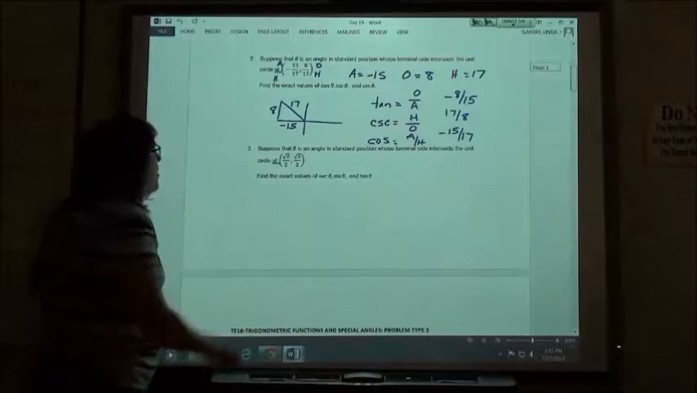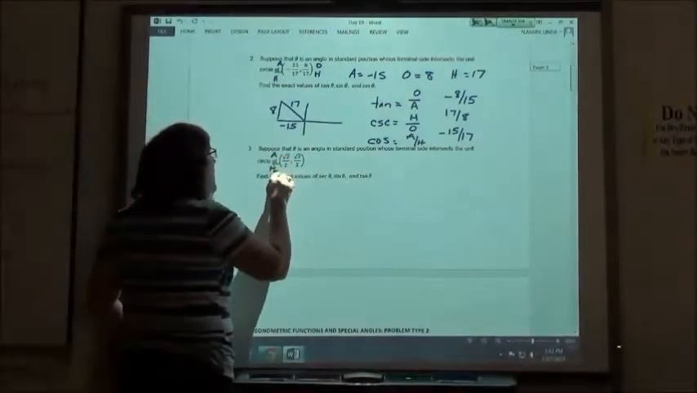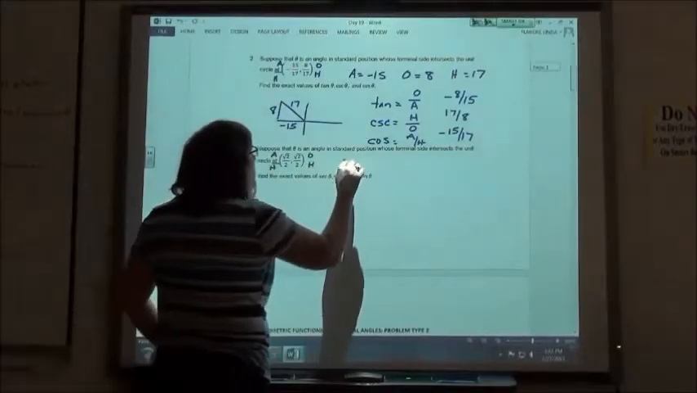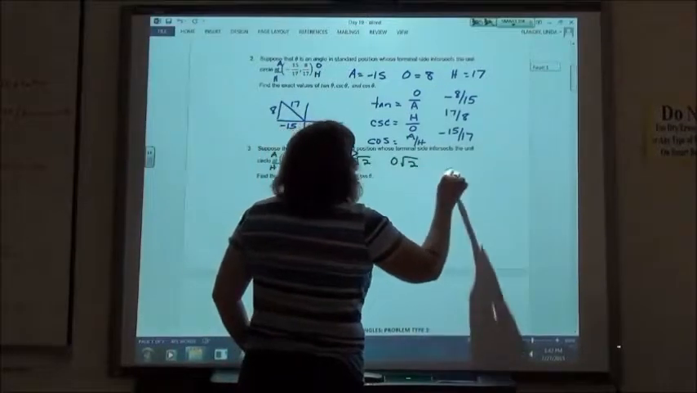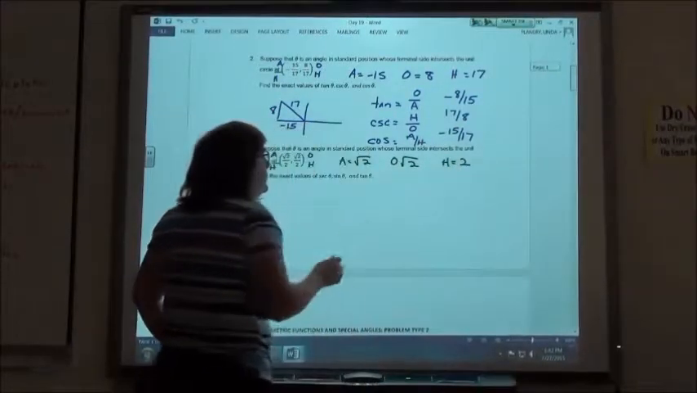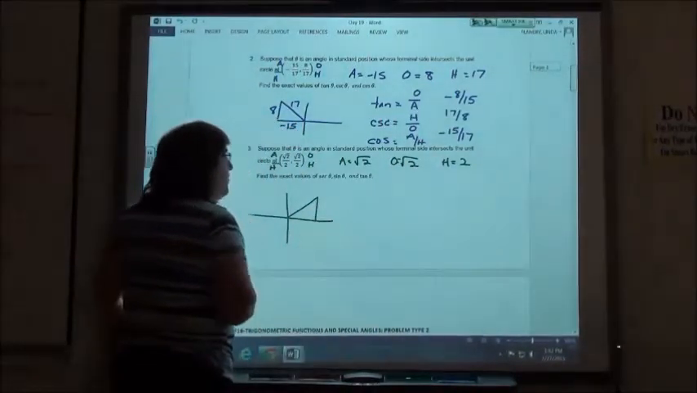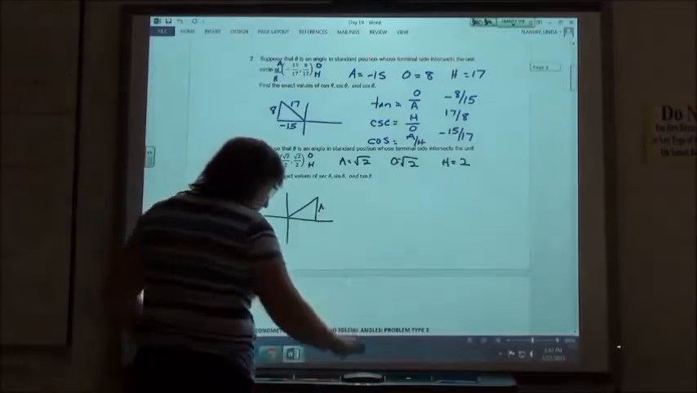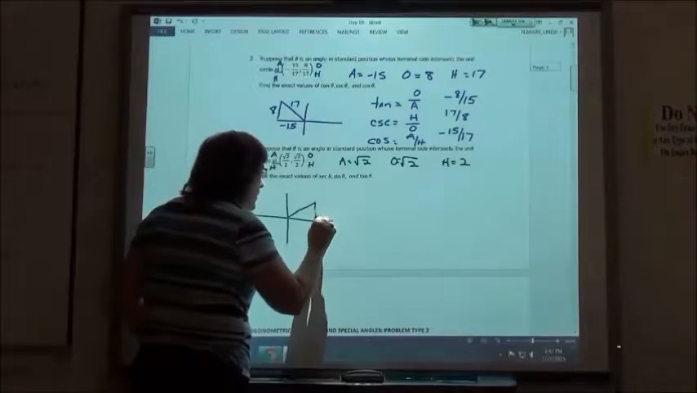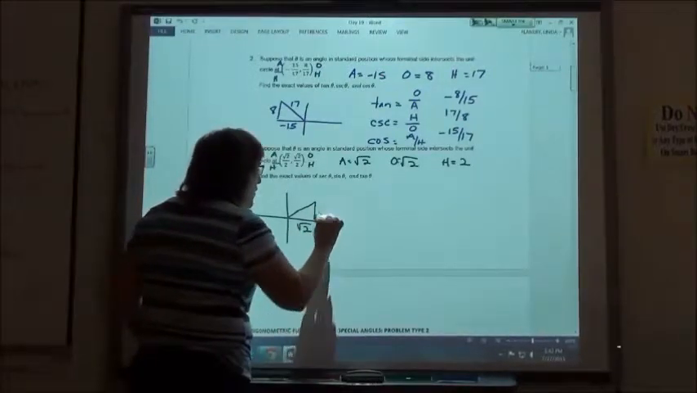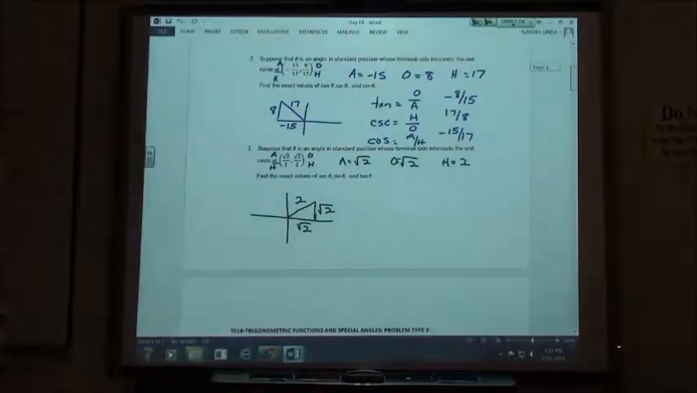And the third one here. We would have my adjacent over my hypotenuse and my opposite over my hypotenuse. So my adjacent is square root of 2, my opposite is square root of 2, and my hypotenuse is 2. So, since those are both positive, we are going to have square root of 2, square root of 2, square root of 2, and 2. So both my adjacent and my opposites are square root of 2.